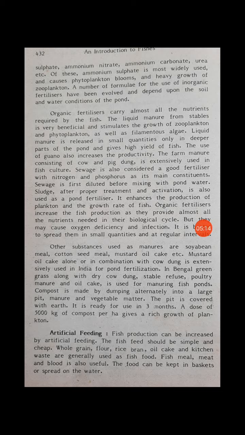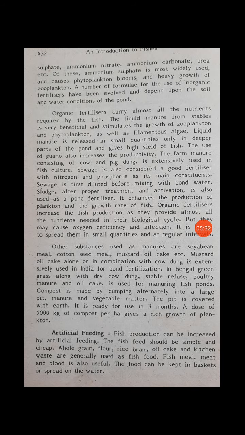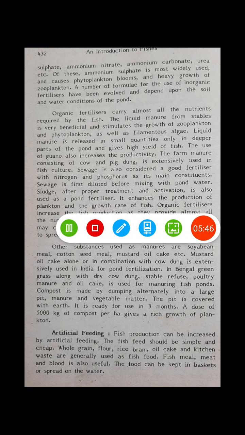Then this is the natural one. Now we switch over to artificial feeding. Here the fish production can be increased by artificial feeding also. The fish feed should be simple and cheap; whole grain, flour, rice bran, oil cake, and kitchen waste are generally used as fish food. Fish meal, meat and blood are also used. The food can be kept in a basket or spread on the water. So in this way, external feeding is also included for the feeding of the fish.